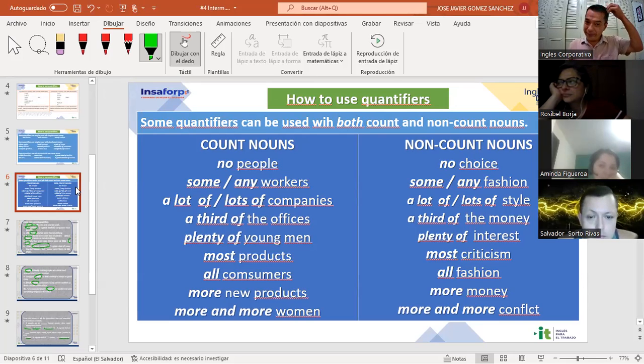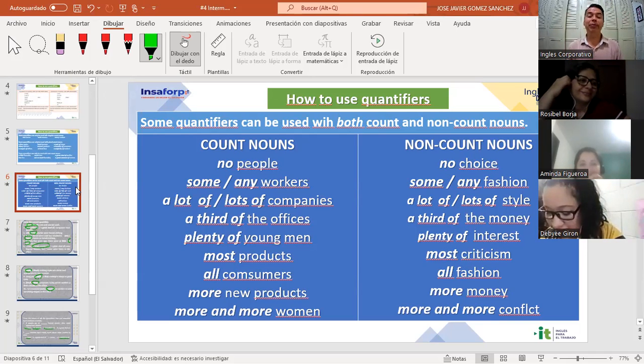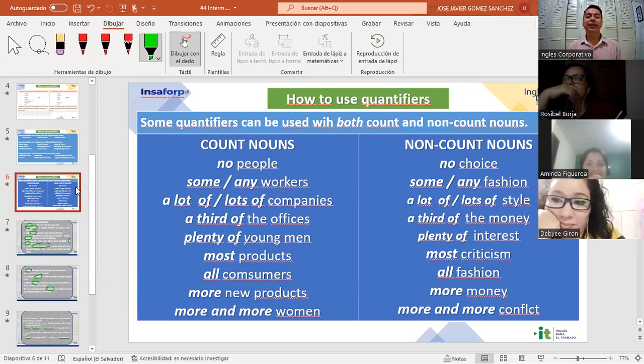The hair. Never little, right? Hair. Countable or not countable? It's both. In general, it's not countable. But if you have some, you can count. Un pelito. Okay, it's both.